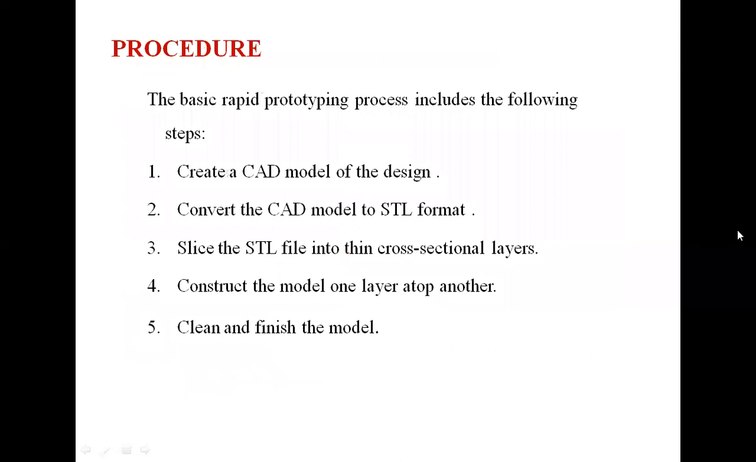Next is procedure. The basic rapid prototyping process includes the following steps. Create a CAD model of the design, convert the CAD model to STL format, slice the STL file into thin cross-sectional layers, construct the model one layer atop another, clean and finish the model. The basic rapid prototyping includes these 5 steps. I will take an example of a 3D printer.